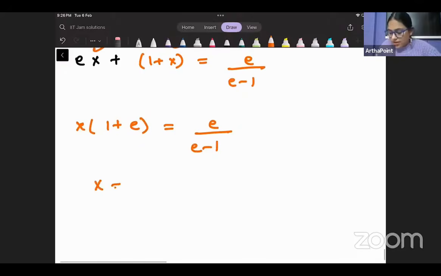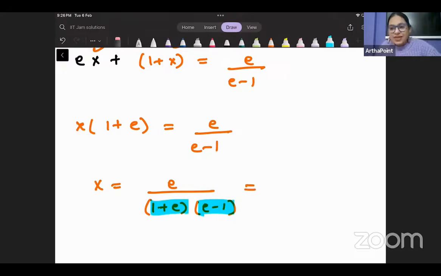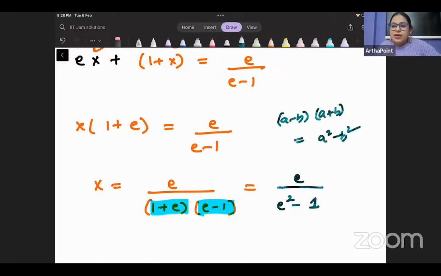So beta what will be my x? e upon 1 plus e into e minus 1. बेटा ये तो a plus b, a minus b का फॉर्मूला है. So I can write this as e upon e square minus 1. Right? A minus b into a plus b can be written as a square minus b square. Clear?